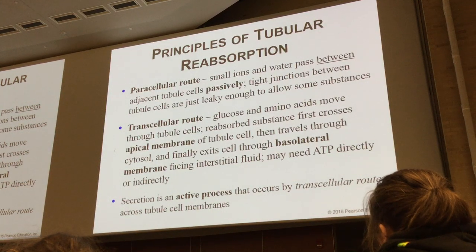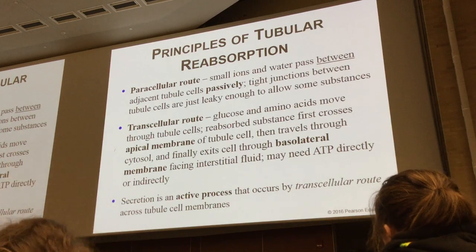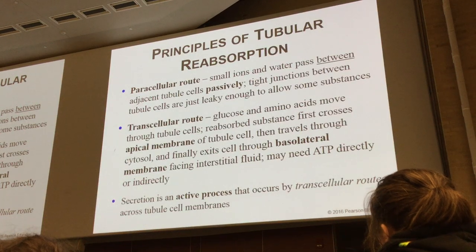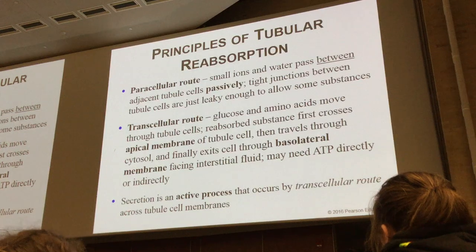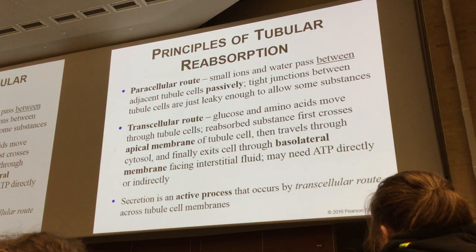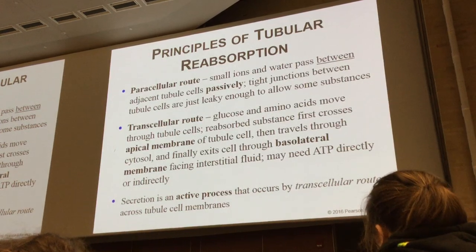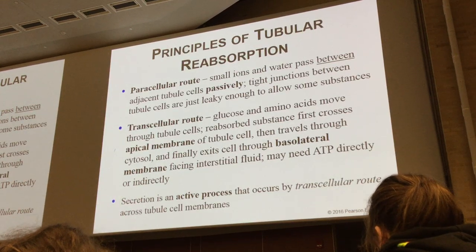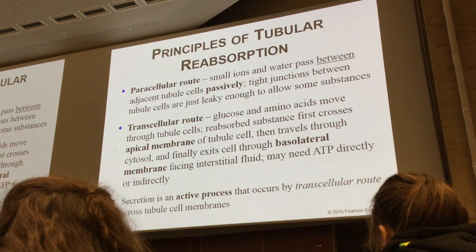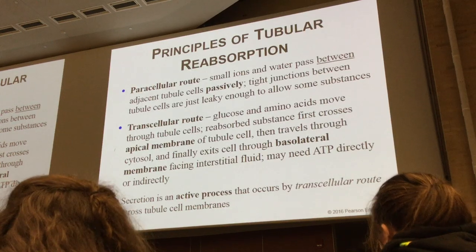Then the transcellular route, which is the majority of how things are brought in, and that especially is glucose and amino acids. They have to first enter, do you guys remember what apical means? Apical is next to the what? It's the top, next to the L word. Lumen, yep. So we're in the lumen of the proximal convoluted tubule, or nephron loop, or DCT, or collecting duct. It has to travel across the cell to the basal or lateral side, depending on where the cell is situated.